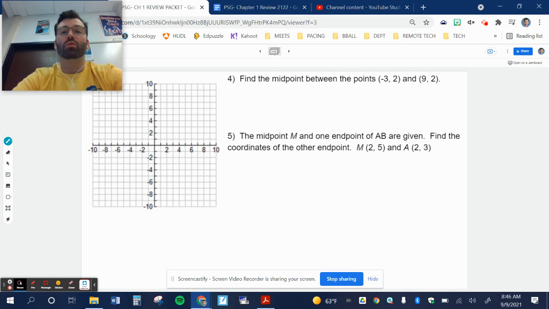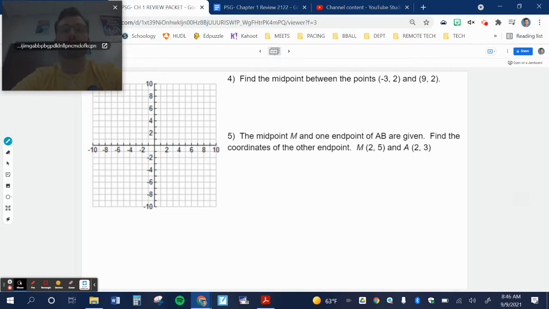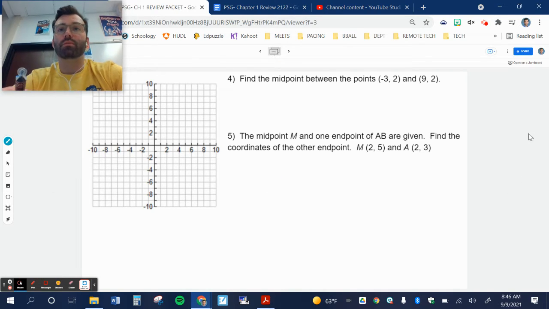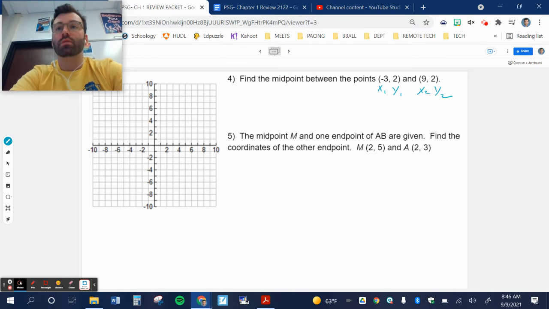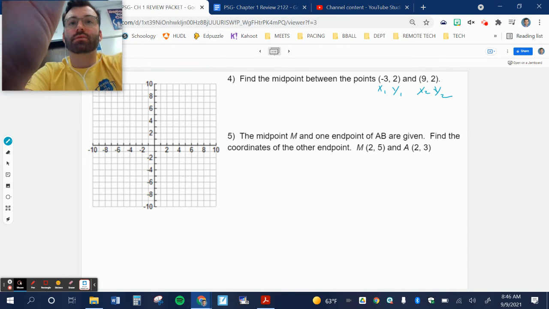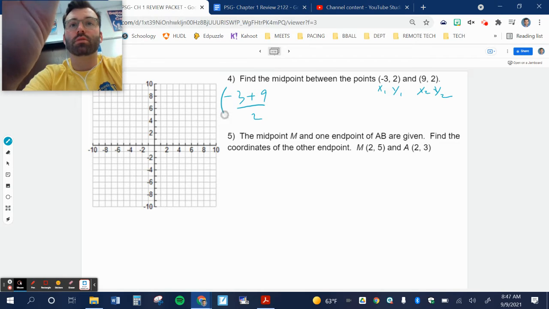All right, number 4. Number 4 asks us to find the midpoint. Okay, the midpoint between 2 points. So this is just like number 1, x1, y1, x2, y2. Add my x values together, -3 plus 9 over 2.